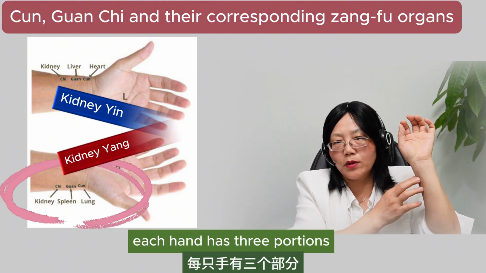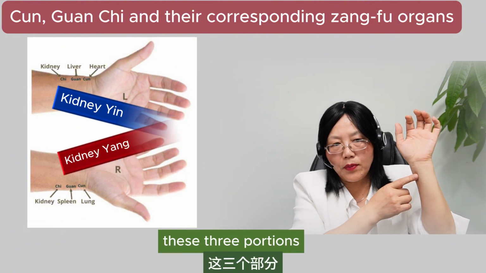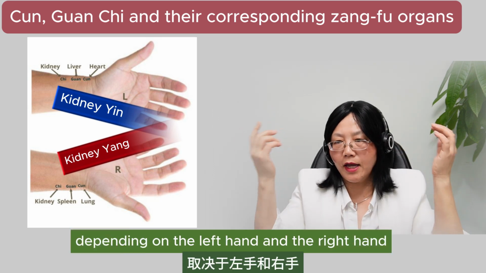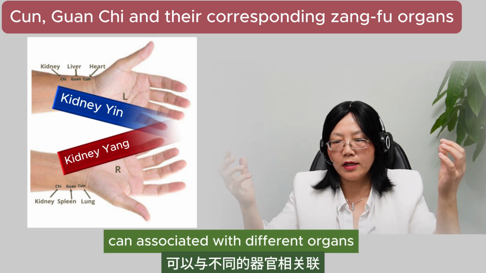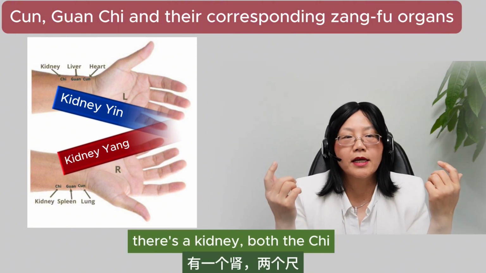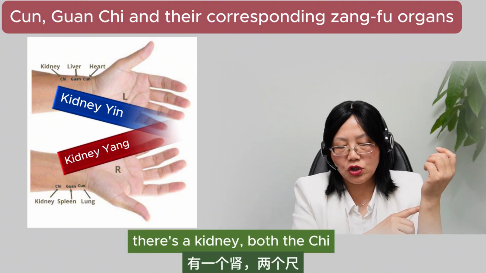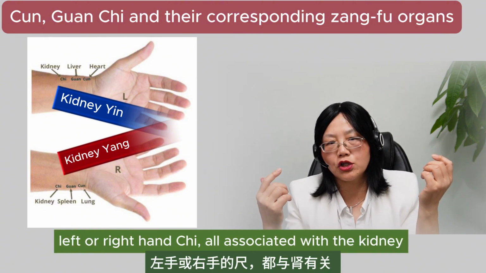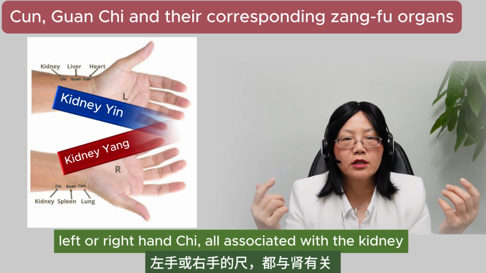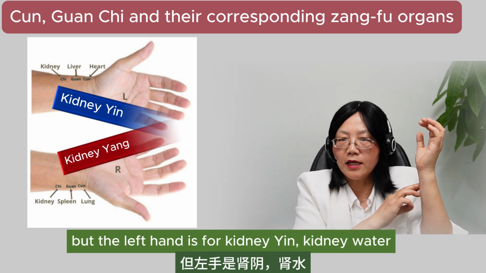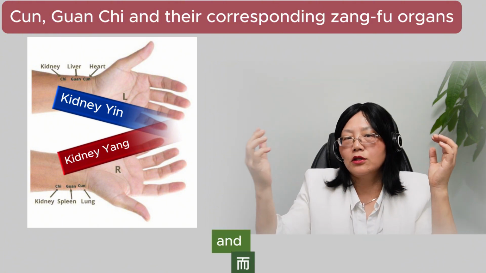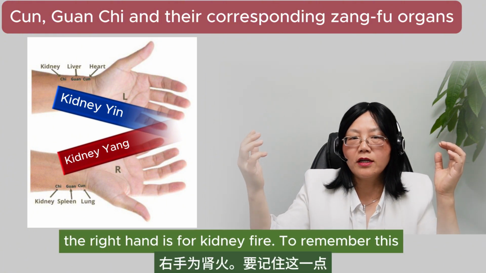Each hand has 3 portions. These 3 portions, depending on the left hand and the right hand, can be associated with different organs. For both hands, there's a kidney. Both the chi, left hand chi or right hand chi, are all associated with the kidney, but the left hand is for kidney yin, kidney water, and the right hand is for kidney fire.